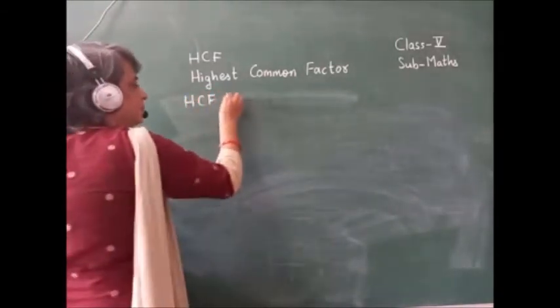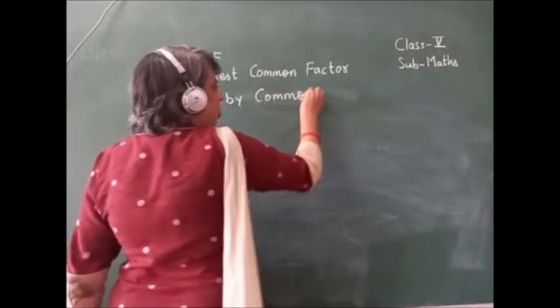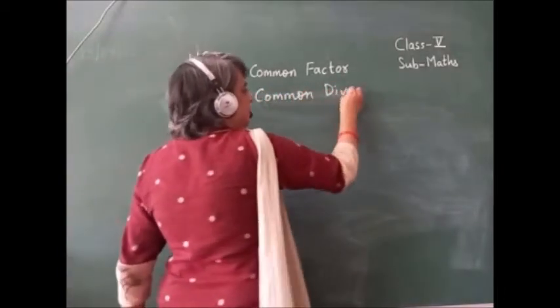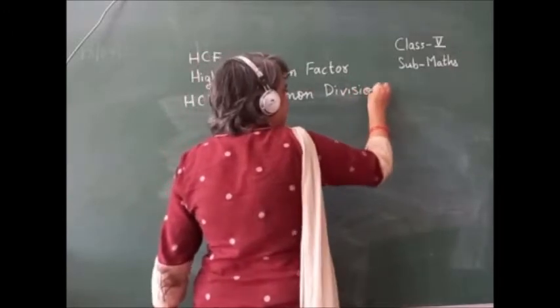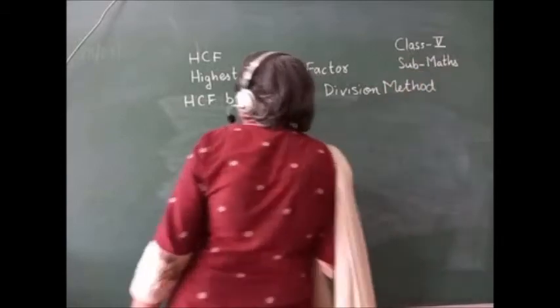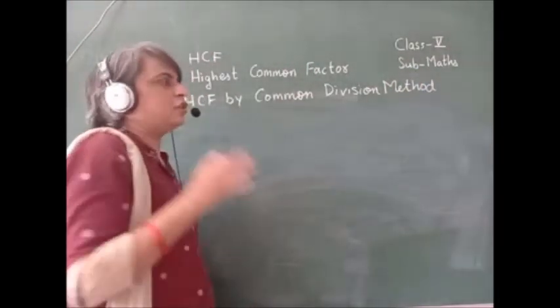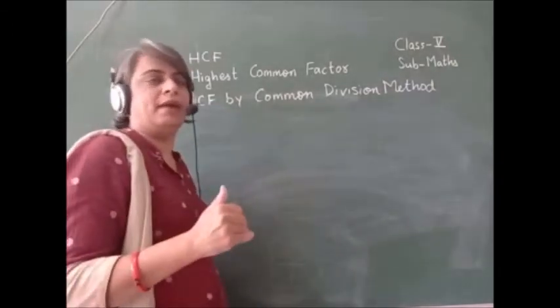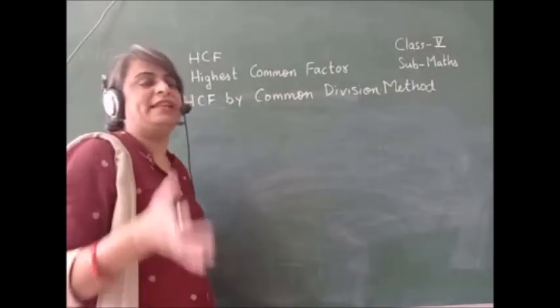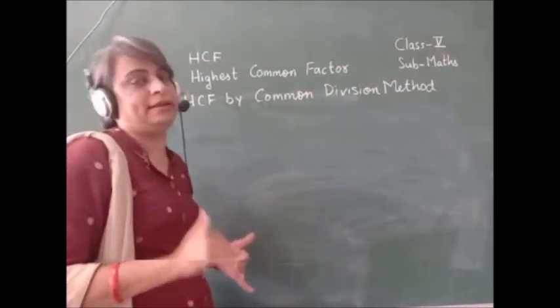HCF by common division method. In this method, what you have to do is, you are going to just see if 2 numbers or 3 numbers are divisible by a particular number or not. If it is divisible, then you are going to write it. If it is not divisible, then you are going to stop it there itself only.